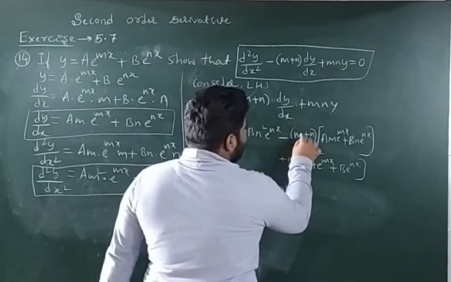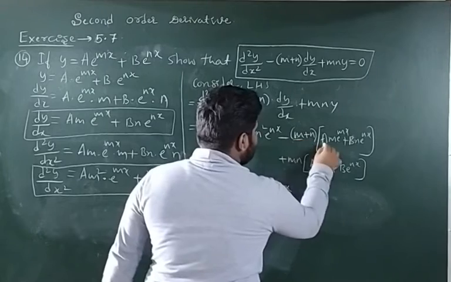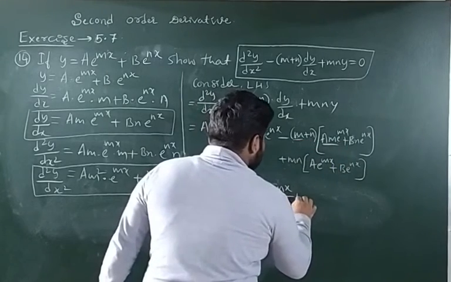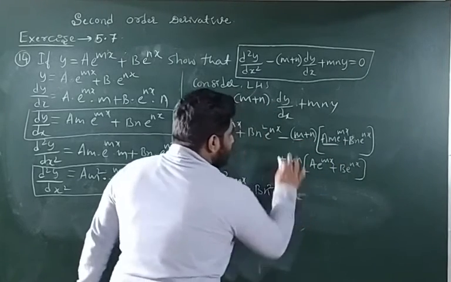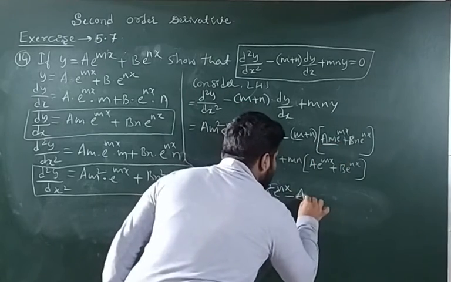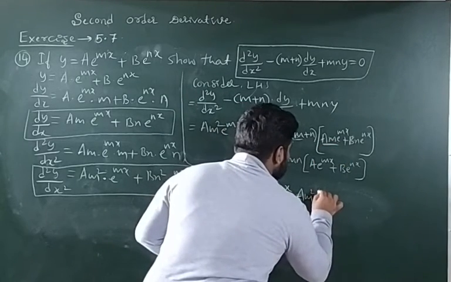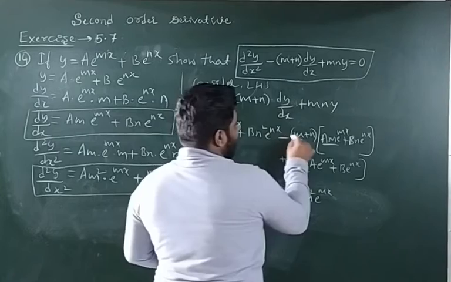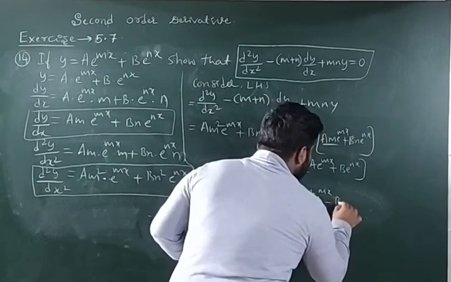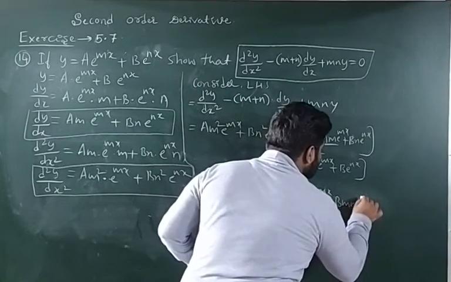This is as it is. Minus m into this term, this into this term. Minus m into am, nothing but am square e raised to mx. Minus m into this one, minus b m n e raised to nx.